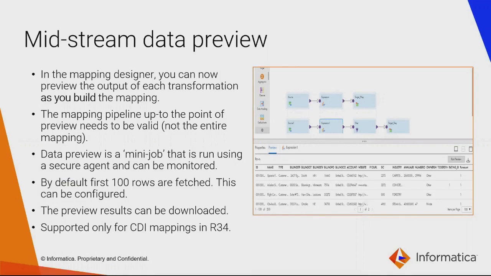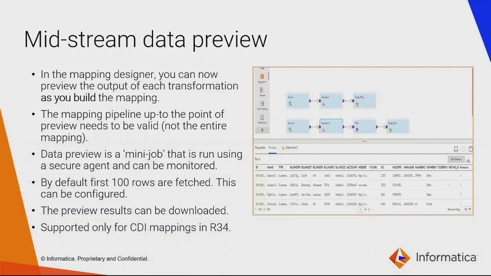So as designers, as developers, as you build your mapping in the mapping designer, now you can see the output of every transformation as you build. You can do a data preview, you can pick a secure agent, and you can see the data preview, and we will be able to see that in the designer itself. And it is still privilege controlled.